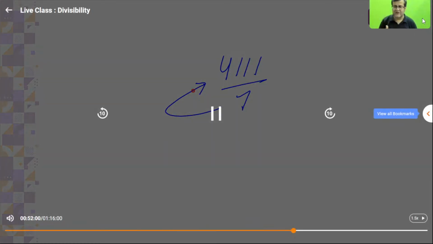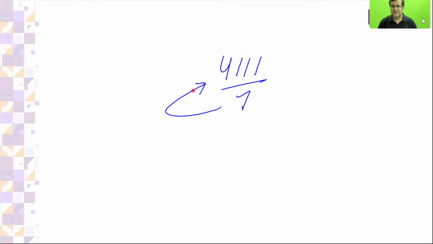4117, 4111, divide by 7. So, beta, why are you doing it that way? If I want to go from Delhi to Amritsar, will I have to go to Calcutta first? No. Just start from Delhi and go to Amritsar. That's it. So do it directly.